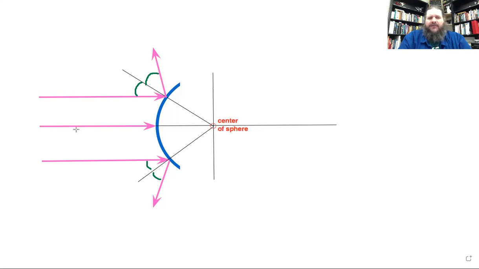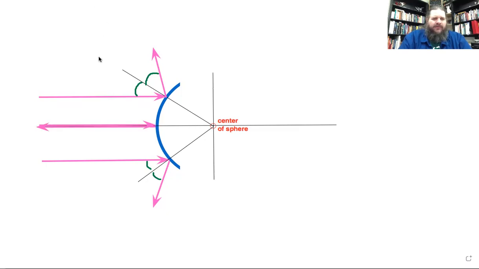Because what angle is it making with the normal line right now on the way in? Perpendicular. It's perpendicular to the surface. So what's the angle it's making with the normal line itself? 0. Right. It's making a 0 degree angle with the normal line on the way in. So it's going to also make a 0 degree angle with the normal line on the way back out. It just bounces straight back along the line it came.